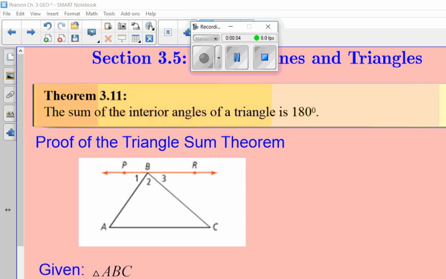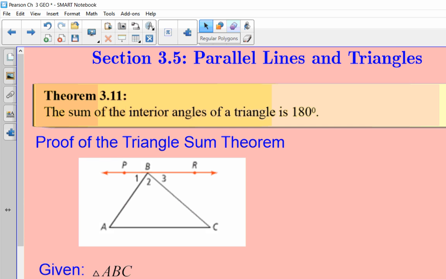Okay, everybody, this is chapter 3, section 5. This is going to talk a little bit about triangles, and we're going to do some proofs here. So remember, in proofs, we're going to talk about things that you can see in the picture. If we don't have a picture, then draw one.